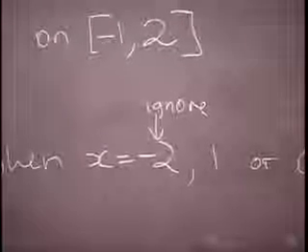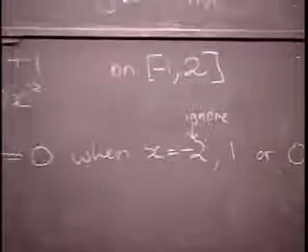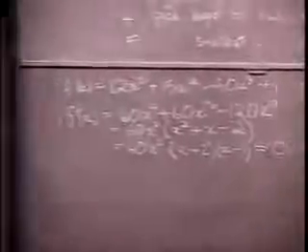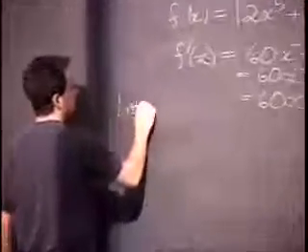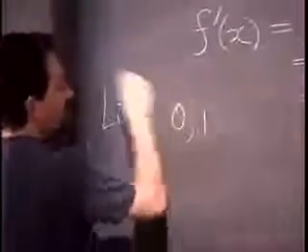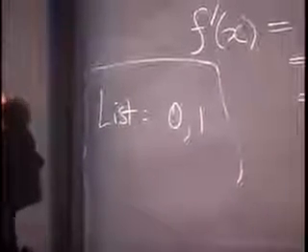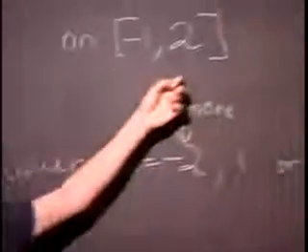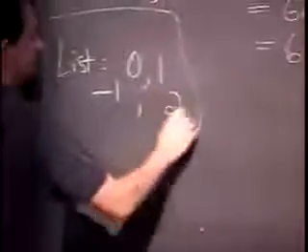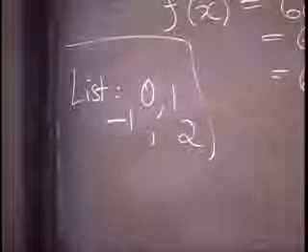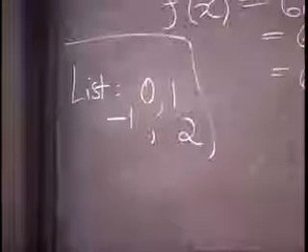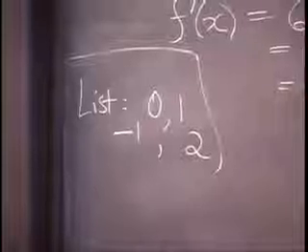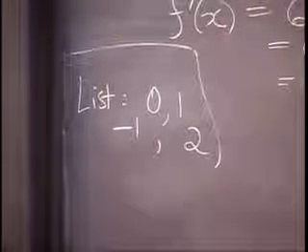If, of course, I let f go free and have domain all of R, yes, it would matter. But you've got to ignore it in this case. So our list of potentials is 0 and 1. Well, according to this, I need to add the endpoints of the interval. The interval is minus 1, 2, so I need to add those to the list. So I've got 4 potential candidates for the global maximum and the global minimum. So, how do I know which one is which? Well, I just plug them in.